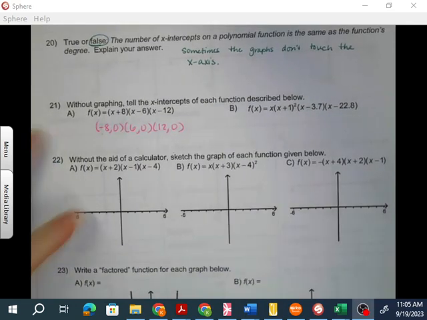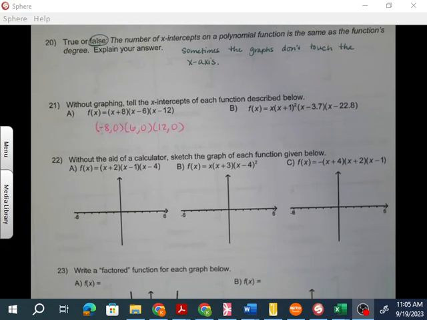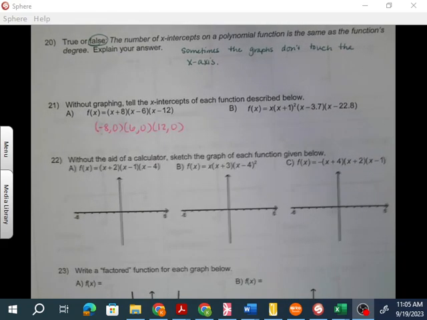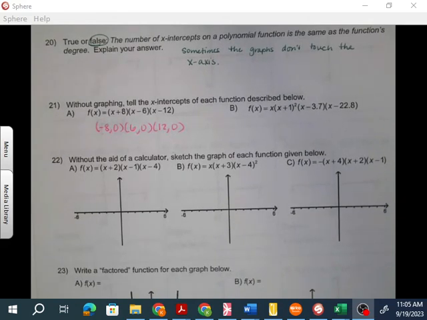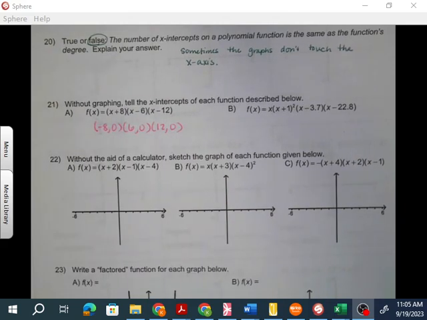Without multiplying it out and without looking at the graph, can you tell me what degree this is? Yeah, it's to the 3rd degree. There are 3 x's. 1, 2, 3, which means it's to the 3rd degree.